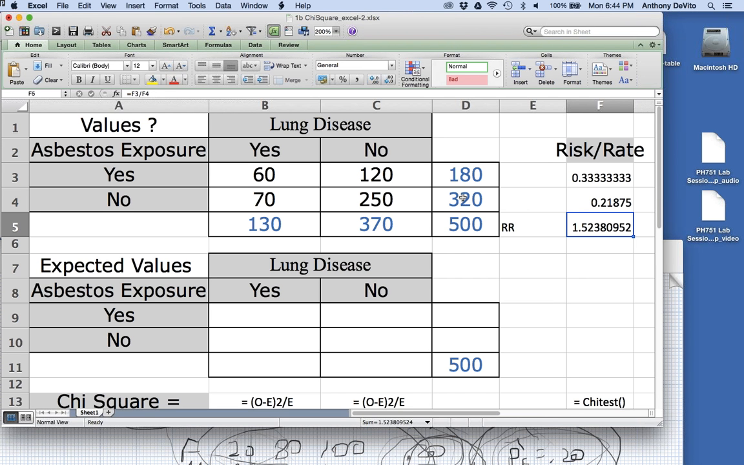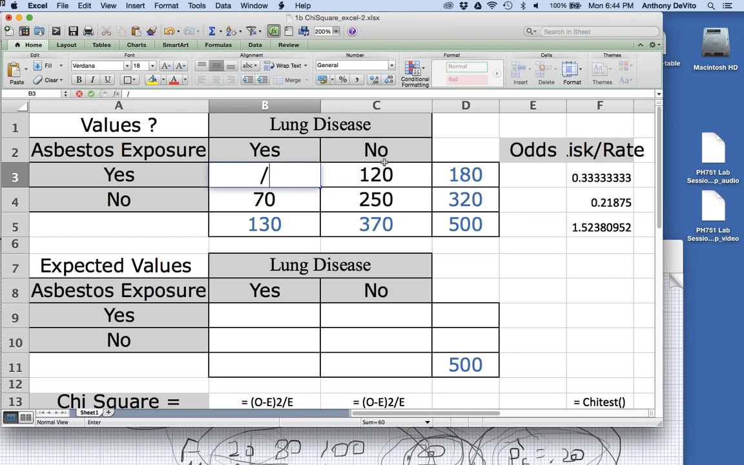Now I'm going to look at another way of doing this. I'm going to look at it in terms of odds. What were odds equal to again? Odds were equal to the probability of your risk if you had the exposure over 1 minus the probability of your risk if you had the exposure. An easier way to think about that is 60 over 120.